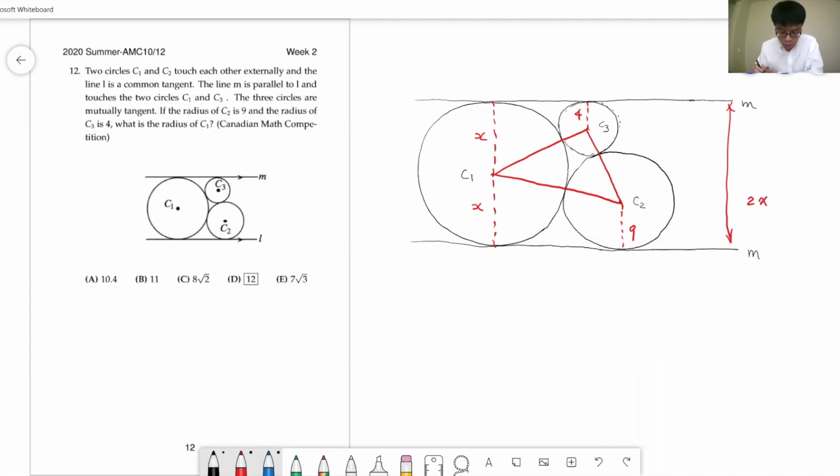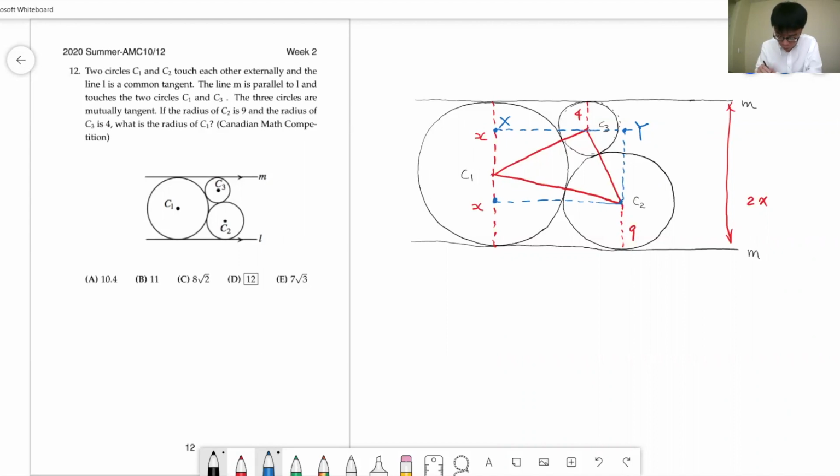Right. Now let me also draw this horizontal line. Let me call this intersection X. And I extend this here. Let me call this Y. And this center is basically C2, okay, C2.